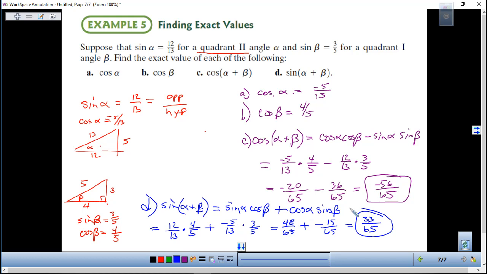So once you have the equations, it's all just plugging and chugging, finding the values of your trig functions, and then plugging everything in and simplifying as much as possible.